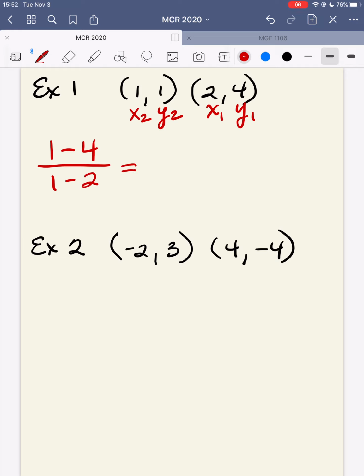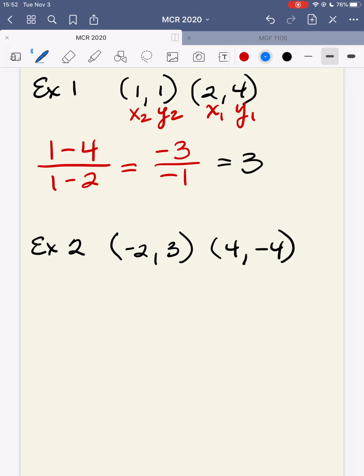And in this case, I have 1 minus 4, which is negative 3. And 1 minus 2, which is negative 1. Now a negative over a negative gives me a positive, so the negatives are going to cancel. And 3 over 1 is nothing but 3.